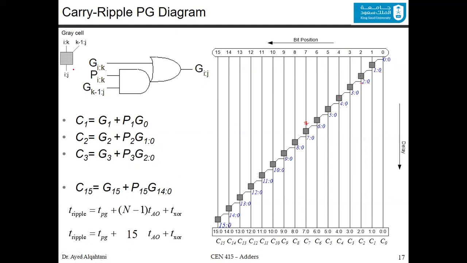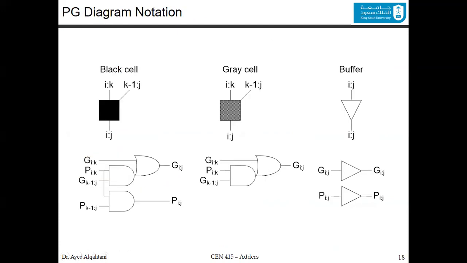Now, as you can see, we introduced this gray cell. It's better to introduce the other cells as well. This is a simple buffer.